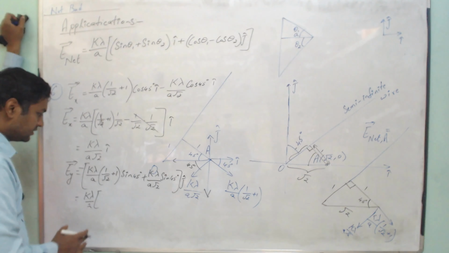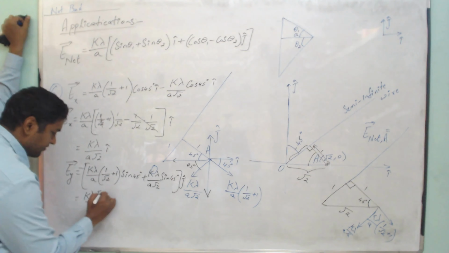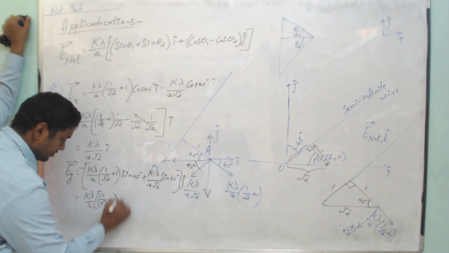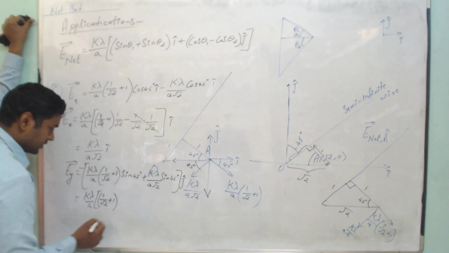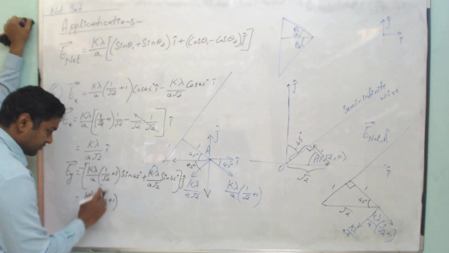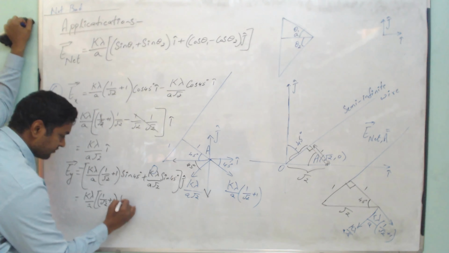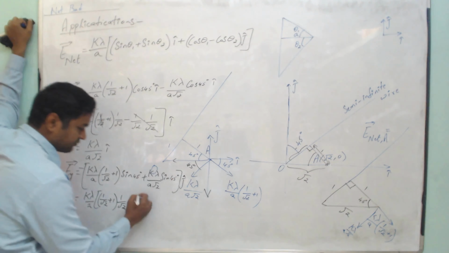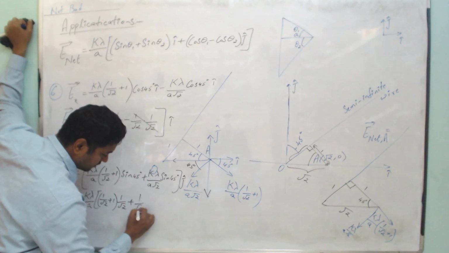Now, I have 1 by root 2 plus 1 into sine 45, which is 1 by root 2, plus I have 1 by root 2 into 1 by root 2, right?